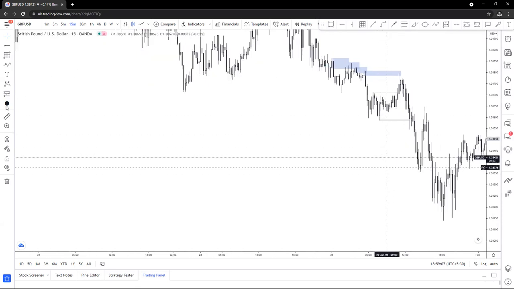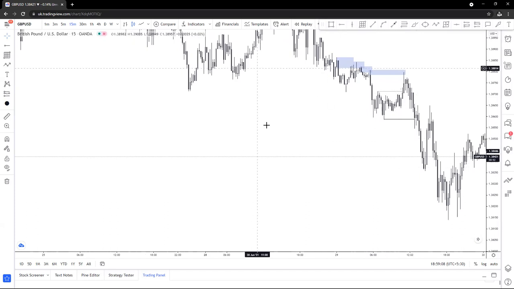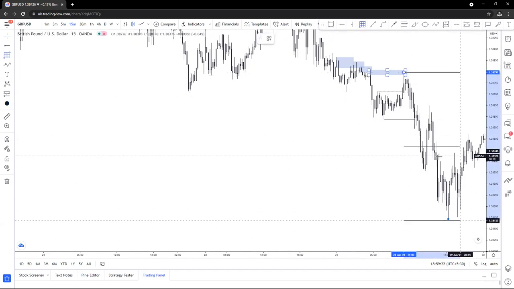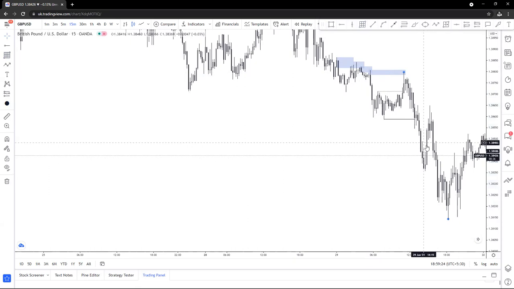And then I told you, once a new range has been created, now we have this high and this low. What do we look for? We look for discount and premium prices. Anything about this would act as a premium price. And then we have this clear order block.